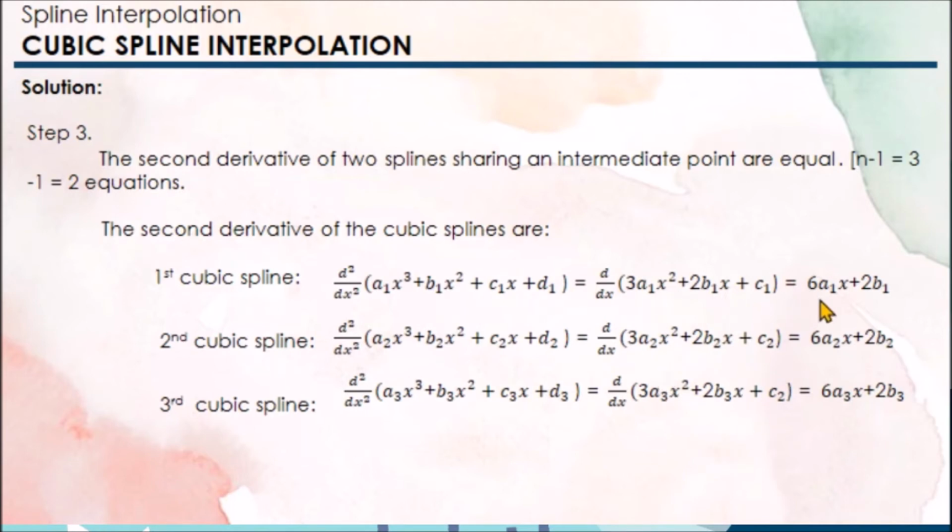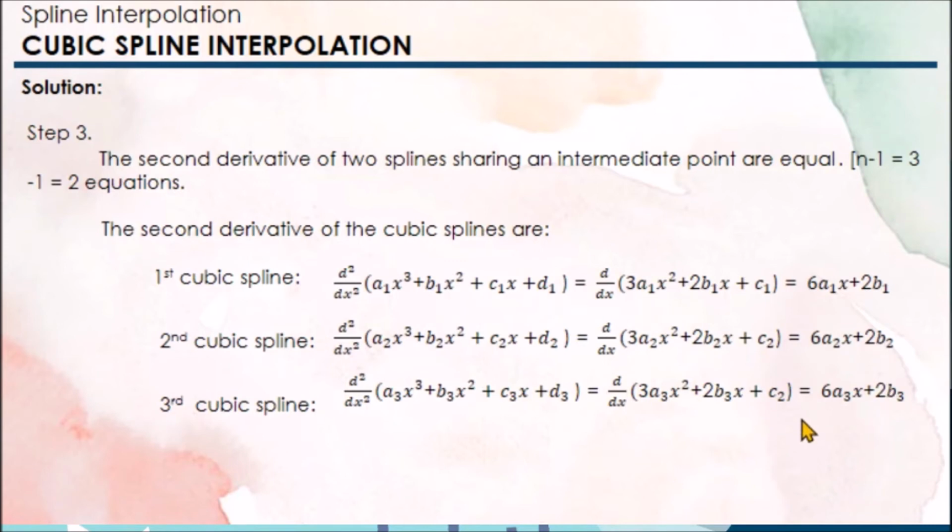So we have 6a sub 1 x plus 2b sub 1. So, ito yung derivative na to, class. So, mula sa 3a sub 1x squared plus 2b sub 1x plus c sub 1, magiging 6a sub 1x plus 2b sub 1 na lang siya for second derivative. So, for our second cubic spline, mula sa 3a sub 2x squared plus 2b sub 2x plus c sub 2, taking the second derivative of this one, we have 6a sub 2x plus 2b sub 2.